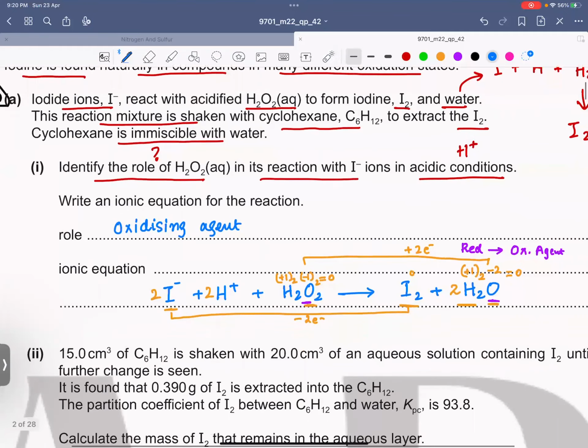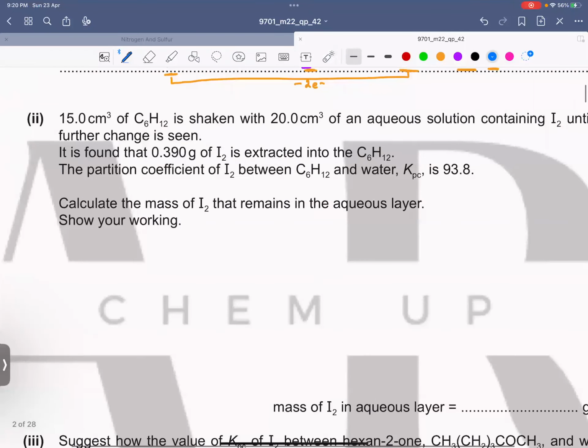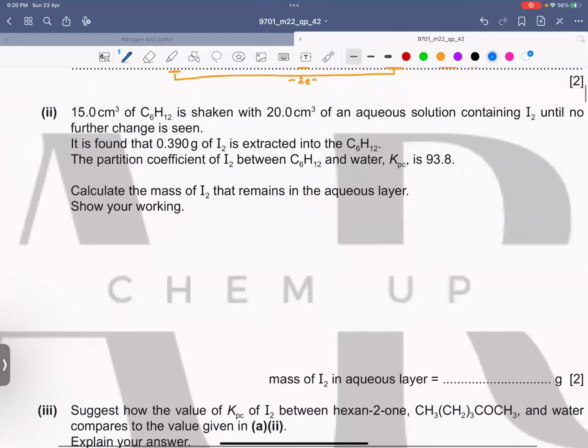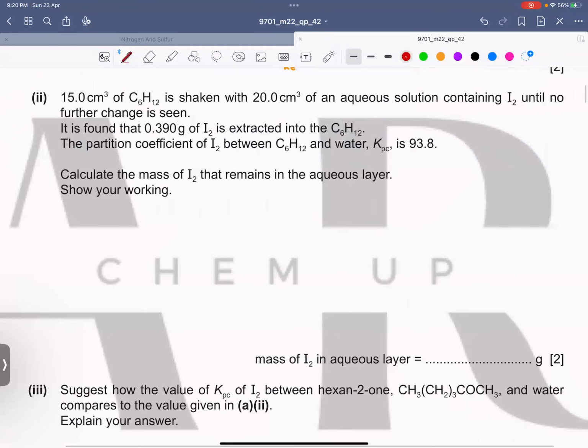Now, question number 2. It's of partition coefficient. 15 cm³ of C6H12 is shaken with 20 cm³ of an aqueous solution containing iodine until no further change is seen.